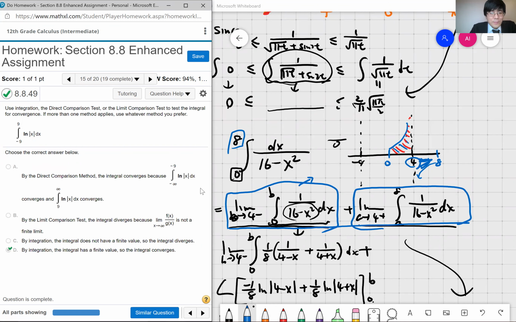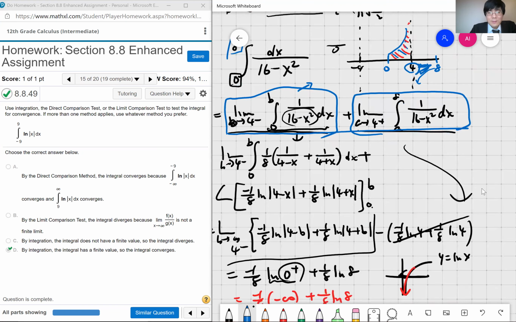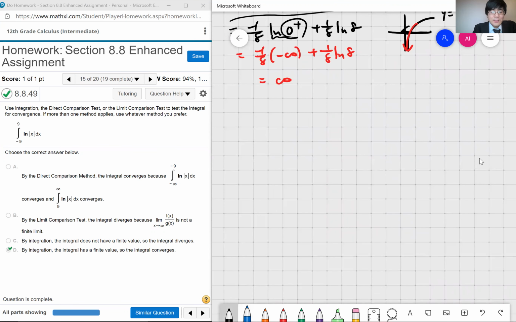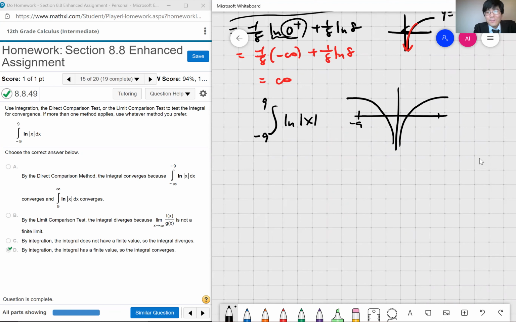Okay, next one is, yeah, again, it's like checking whether this has a finite number or not. Well, this is clearly an even function. So it's ln of x, but because it's an even function, it's going to look like this. So basically, if it is converging in this part, then it must be converging in this part. If it is diverging in this part, it must be diverging in this part as well.